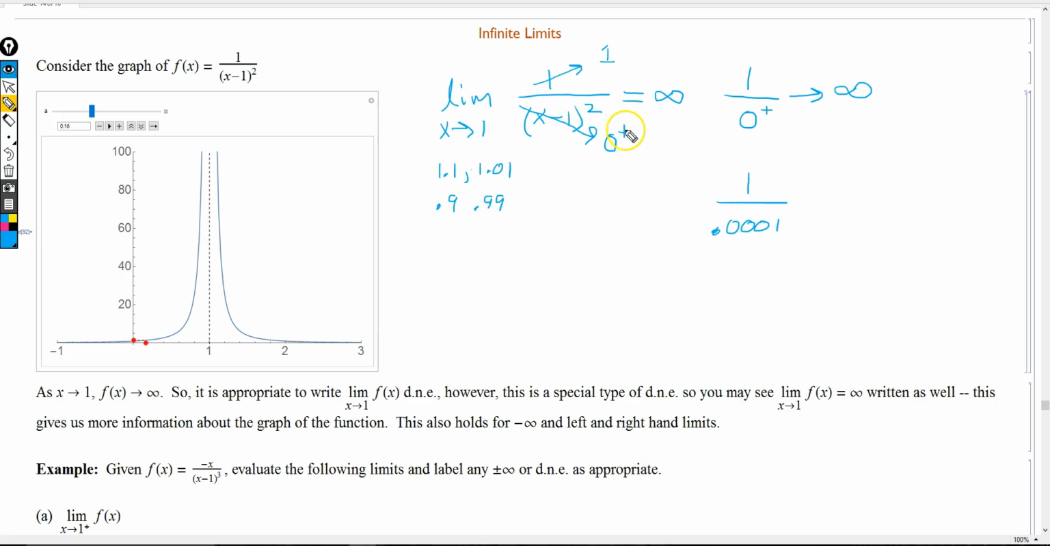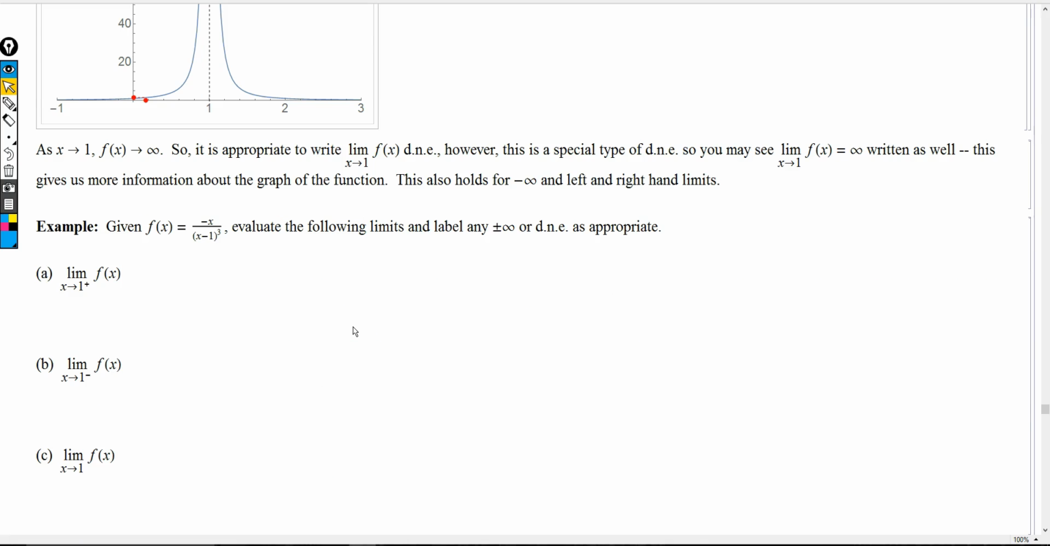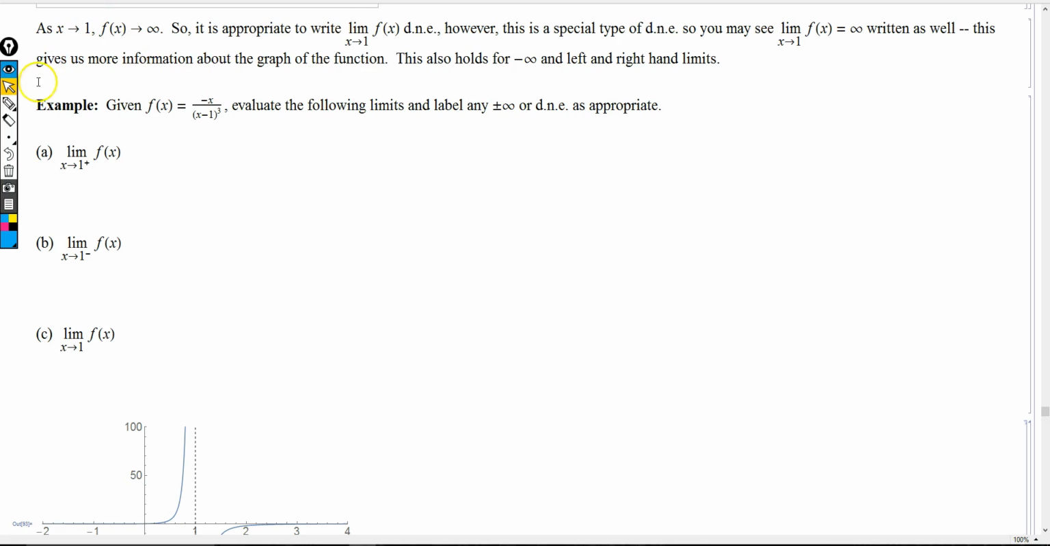So let's take a look at a few more examples to clarify this. Let's say we're given this function first. We're given the function negative x divided by x minus 1 cubed. And we want to evaluate the right, left, and full limits as x approaches 1. Notice that for this function, if I put 1 in the denominator, I get back 0. And if I put 1 in the numerator, I get back 1. So since we're getting something back like 1 divided by 0, that indicates that we're going to have some type of infinite limit as x approaches 1.